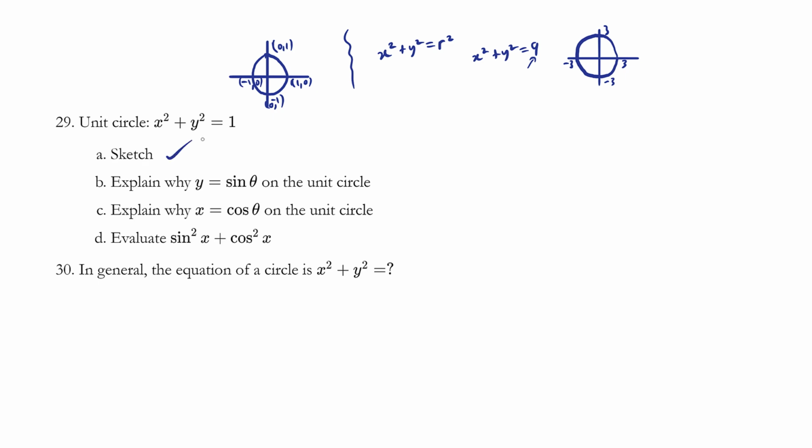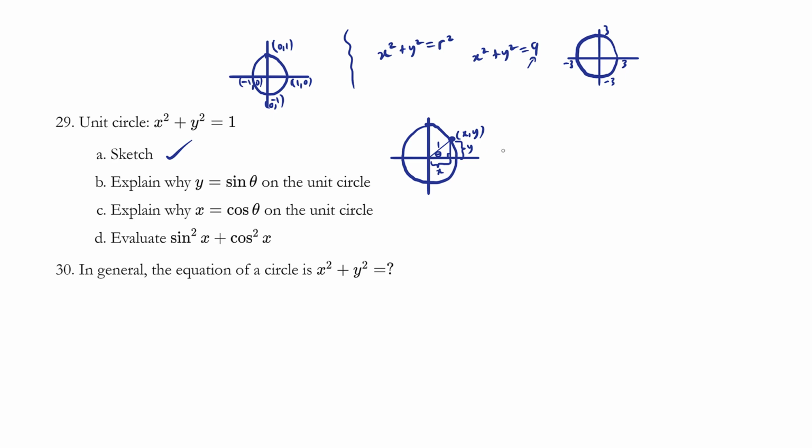So we sketched it. Y is equal to sine theta on the unit circle. We explained it in a previous video, but because it was a bit confusing, let's try it one more time. So just pick a point on the unit circle. I recommend the first quadrant. So let's draw a very nice right triangle. We'll call this theta. We know this is the unit circle, so it has a radius of 1. We'll call this x comma y. So this happens to be a height of y, and the base of the triangle happens to be x.